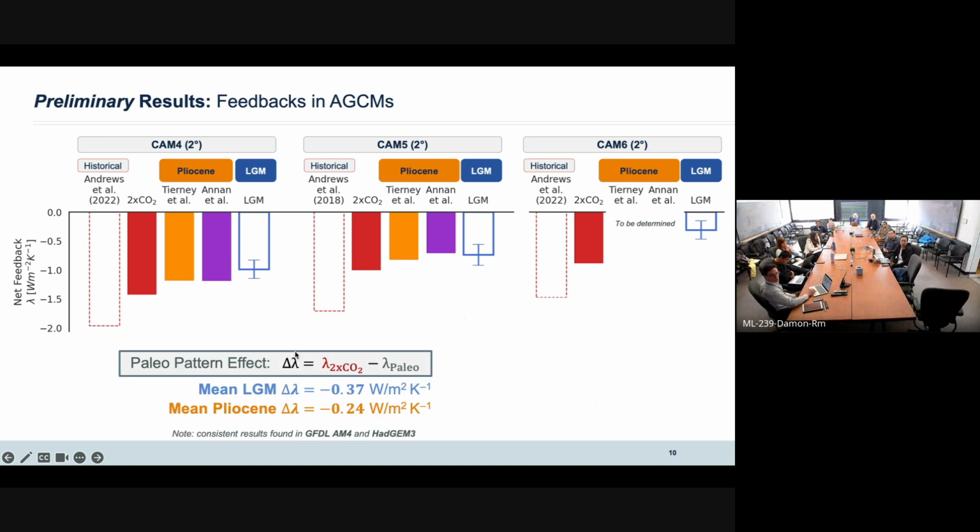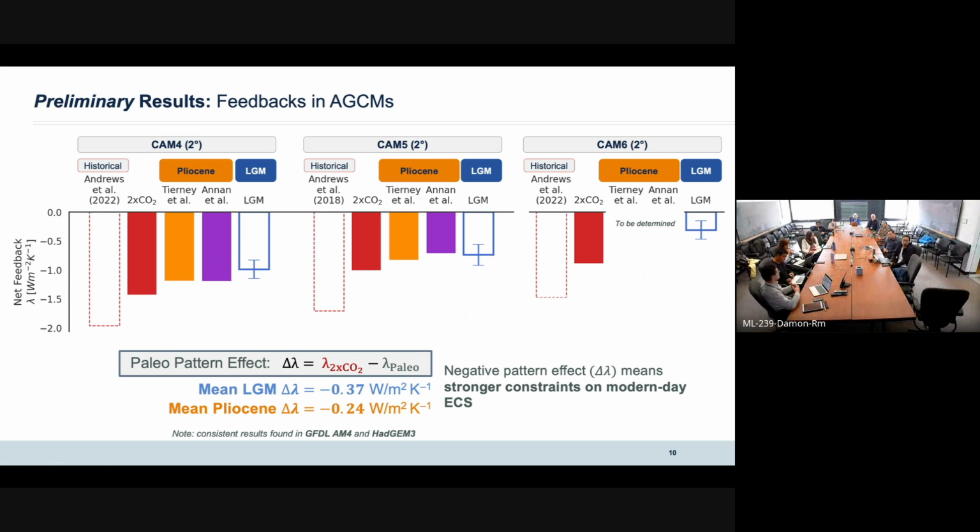And to put a number on what the pattern effect is, we calculate delta lambda as the difference between the CO2 doubling, the red bar, and the paleo feedbacks, which are the Pliocene and the LGM bars. And we get negative numbers, so negative pattern effects for all of the paleo periods. This is the opposite of what was found for the historical record. For the historical record, they had a positive pattern effect that weakened constraints on modern day ECS. For the paleo record, we're getting a negative pattern effect, which points us towards stronger constraints on modern day ECS.